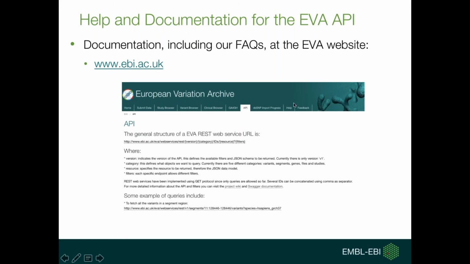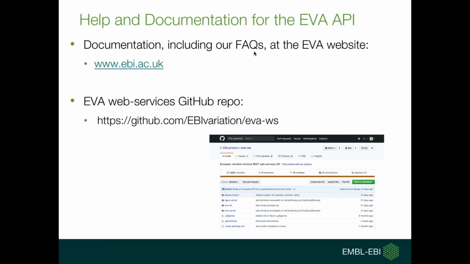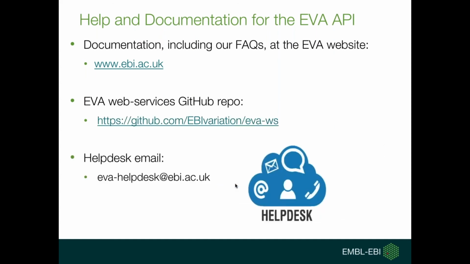We also have our help page, and within the help page, we have dedicated frequently asked questions for the EVA API. Secondly, we have the EVA Web Services GitHub repo. You can reach it via this URL here. There is some help documentation here and more explanation of the endpoints that we have. Also, you can start a ticket there if you have any requests for new features to the EVA API, or if you have any general questions. We can always be reached at the help desk email, which is eva-helpdesk@ebi.ac.uk.